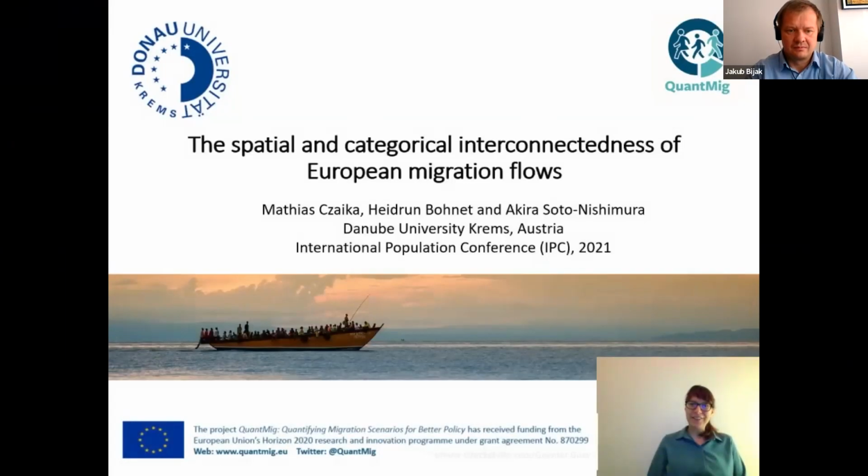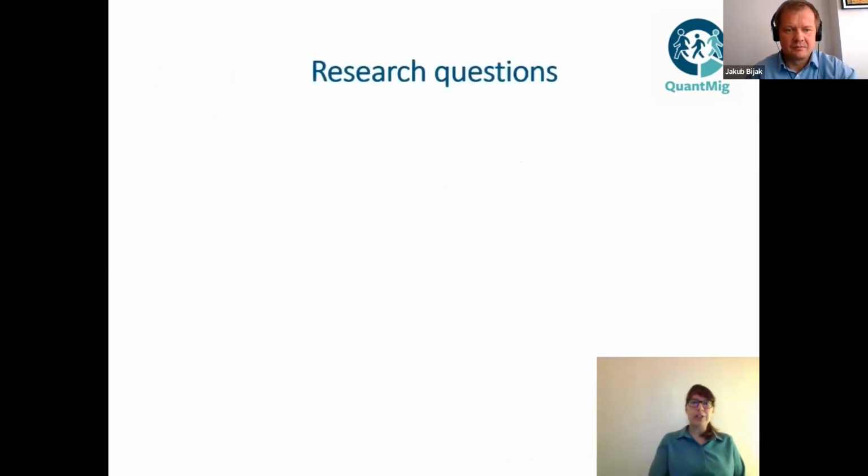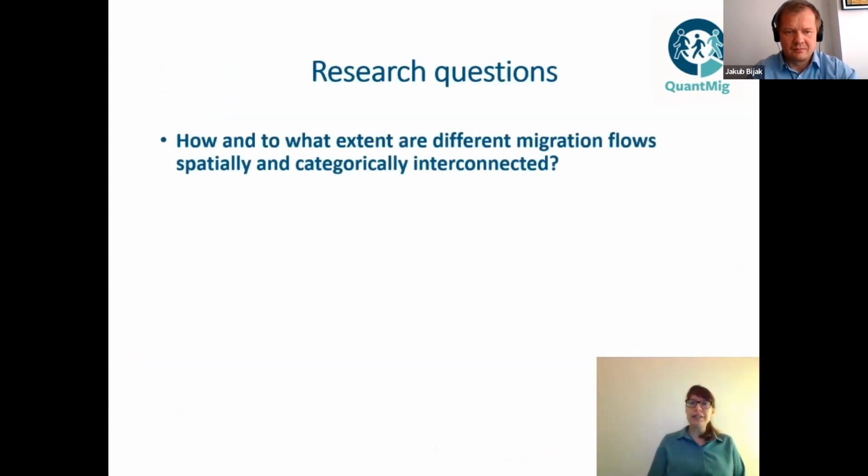Hello everyone. I'm presenting today a paper on the spatial and categorical interconnectedness of European migration flows. As you all know, there are basically 4 legal pathways to enter the European Union. So first, we have labor, second, family, third, education, and fourth, asylum. And our research question is, how and to what extent are these 4 different migration flows spatially and categorically interconnected?